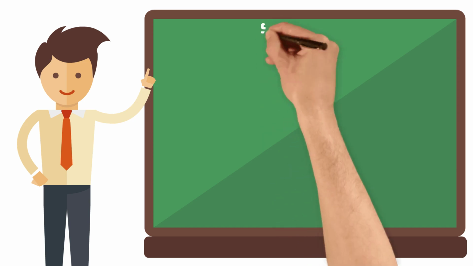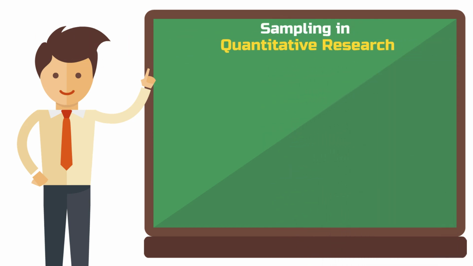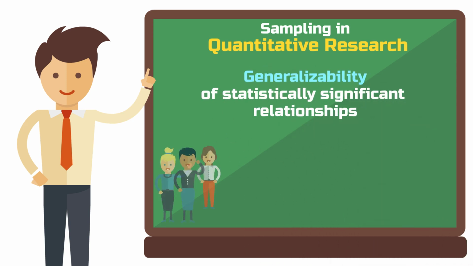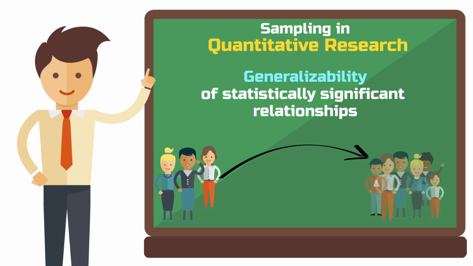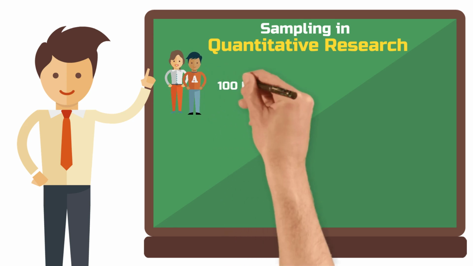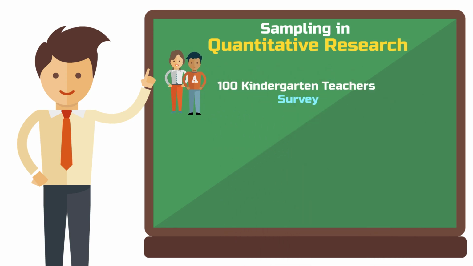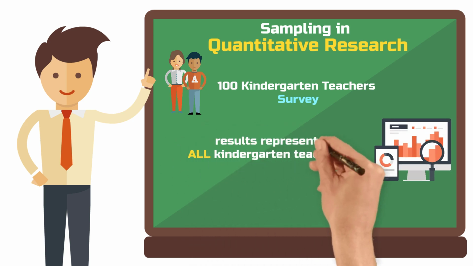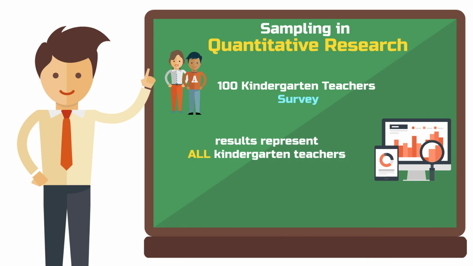The definition I just mentioned is influenced by a core principle of quantitative research, the generalizability of statistical relationships from a small sample to a larger group of people or objects. Let's say 100 kindergarten teachers fill out a survey and the results are analyzed. These results are often interpreted in a way that makes statements about all kindergarten teachers represented by the sample.